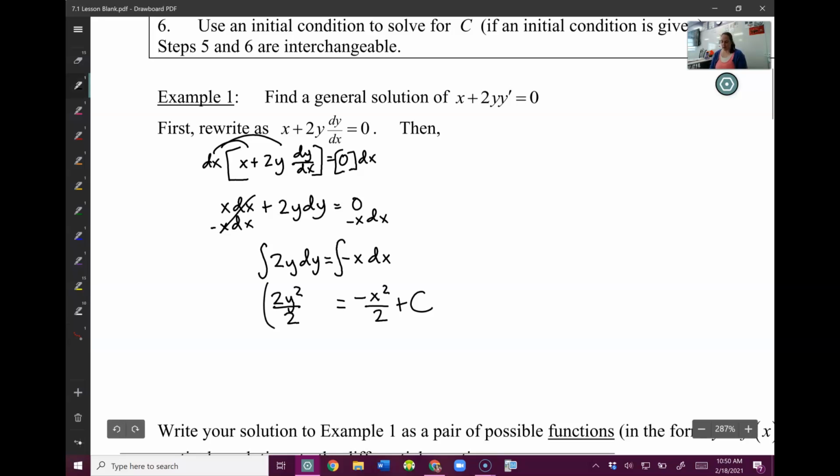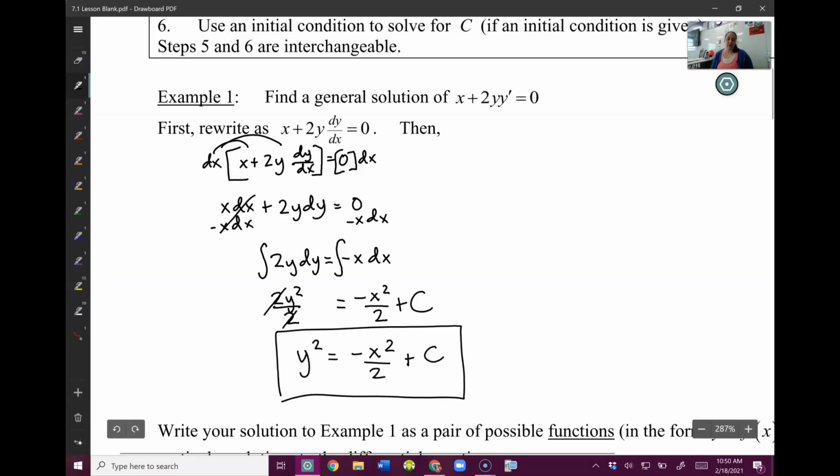So I've got here, let's simplify this. So I got y squared equals negative x squared over 2 plus c. And that is our answer.